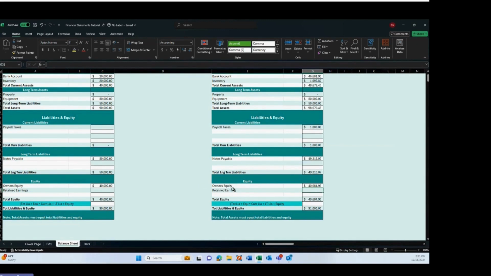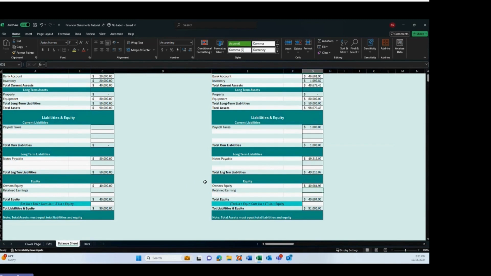And the last thing that we need for our balance sheet here is our retained earnings. Retained earnings is the amount of profit that was made over a certain time period minus the dividends that were paid out to the shareholders. Now, this is a small business. We're not paying any dividends, so our profit therefore becomes our retained earnings.